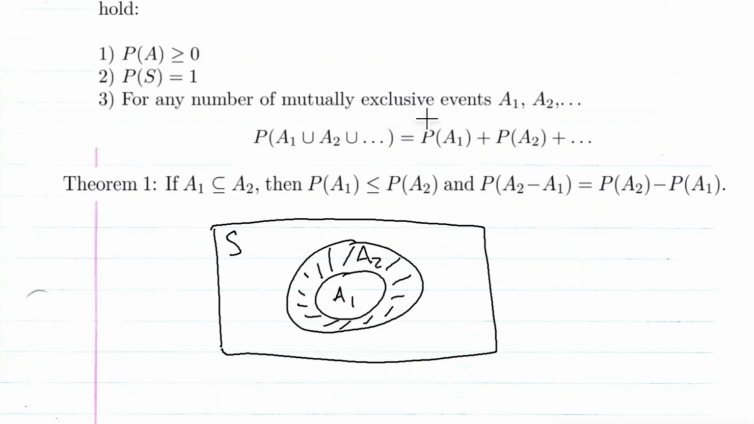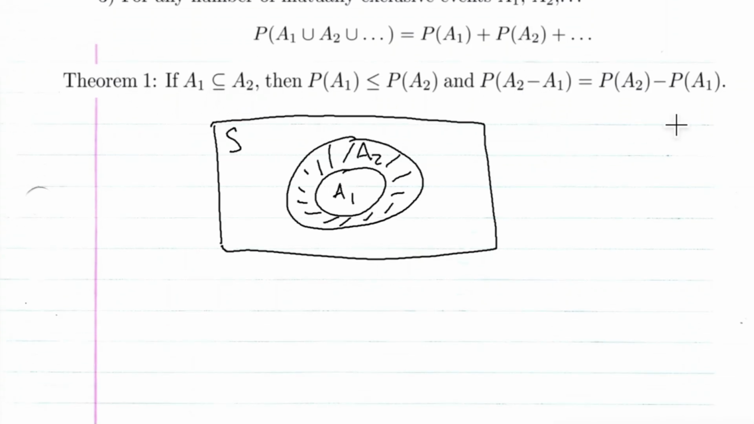And remember, mutually exclusive events just means that none of these events share outcomes, or none of them share elements. Their intersections are all the empty set. All right, so now let's go ahead and start this theorem.